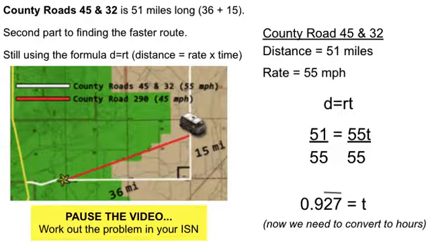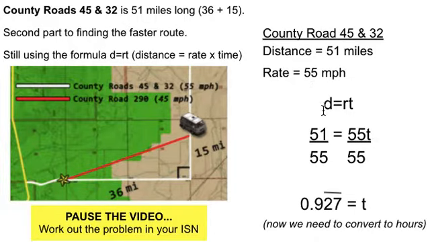Now we need to find out how long it's going to take us for County Roads 45 and 32. So first of all, I need to realize that I'm going to drive 15 miles and then 36 miles along these routes. That is a total of 51 miles long. The second part to finding out which is the faster route, I'm still going to use that distance equals rate times time formula. I noticed that to take this route, County Roads 45 and 32, I can actually go faster at 55 miles per hour. So here's what I know about this new route. The total distance, when I add the two numbers together, is 51 miles. The rate is 55 miles per hour.